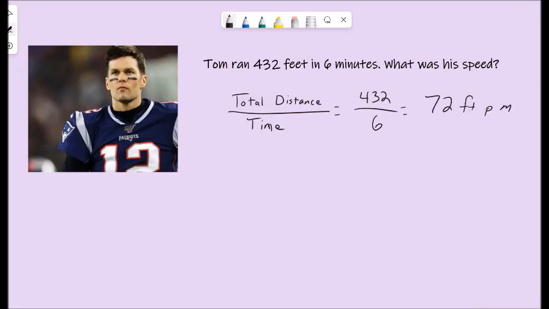So take a look at what we did again. We took the total distance, divided it by time, and that's how we got our speed. We're going to do the same thing right now, but it's going to be involving linear speed.